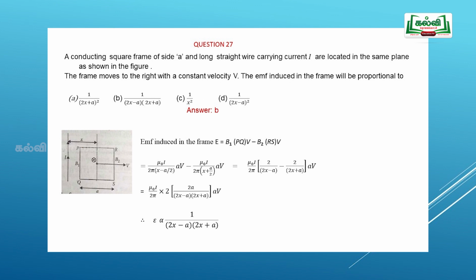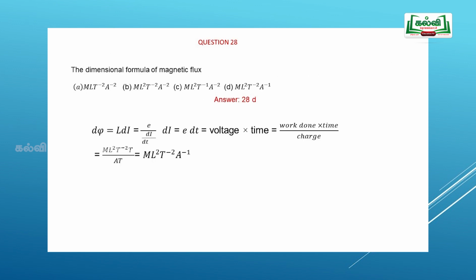And here the EMF is BLV, but the magnetic field here will be different from that of here. Let this be B1, that is this. L is A, side of the square, V. Similarly here, calculate for this, you get it as 1 by 2x minus A into 2x plus A to be the choice. 28, you know this already, flux.